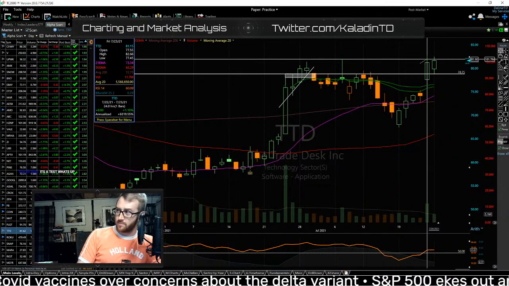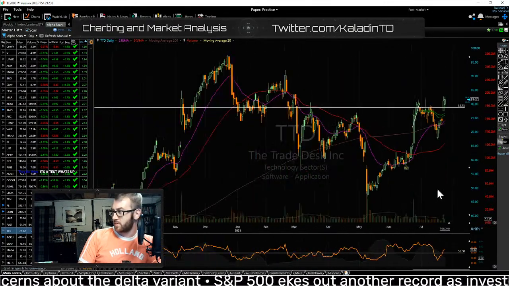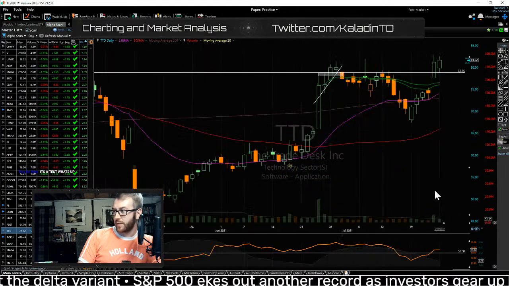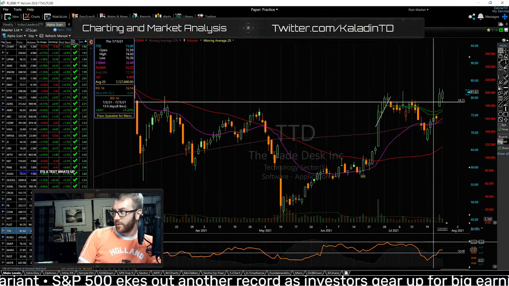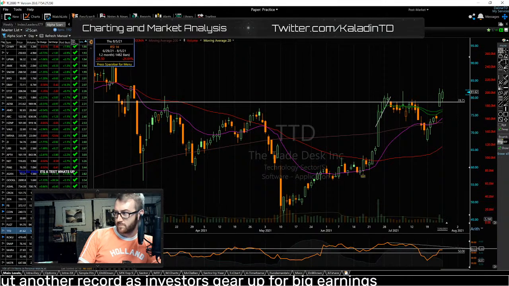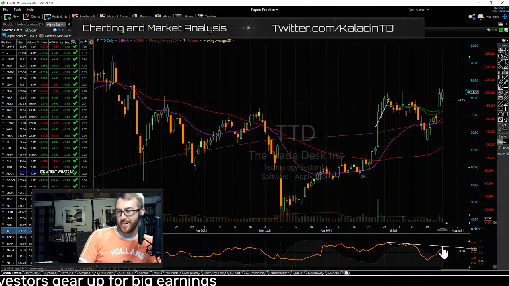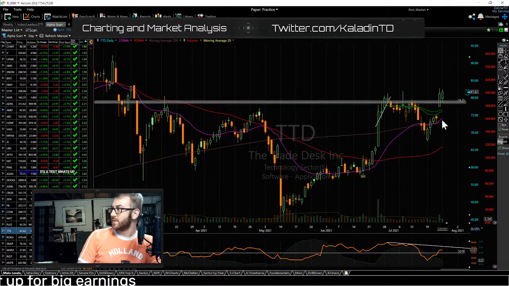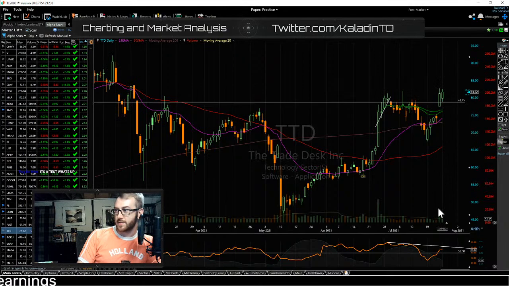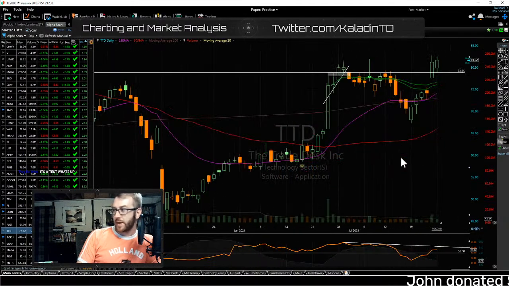Trade Desk. I like this action right here off of this gap up, but I guess volume ain't too bad. Although there is an RSI divergence here. So basically until it breaks that trend, price is making new highs and RSI is not. So not the type of momentum I want to see behind a move.